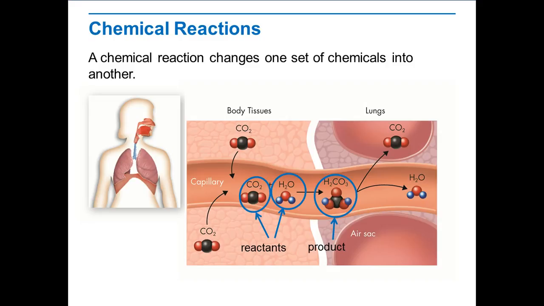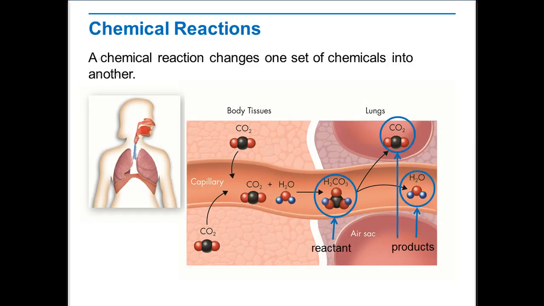In this example, carbon dioxide is released from tissues into the bloodstream where it reacts with water to form carbonic acid. Now that carbonic acid is transferred to the lung tissue where the opposite occurs. That acid is broken down, so it's the reactant in this case, and it is broken down into the products of carbon dioxide and water. It's a very important cycle. We'll learn more about it later, but this is how your body gets rid of carbon dioxide. But that is a chemical reaction.